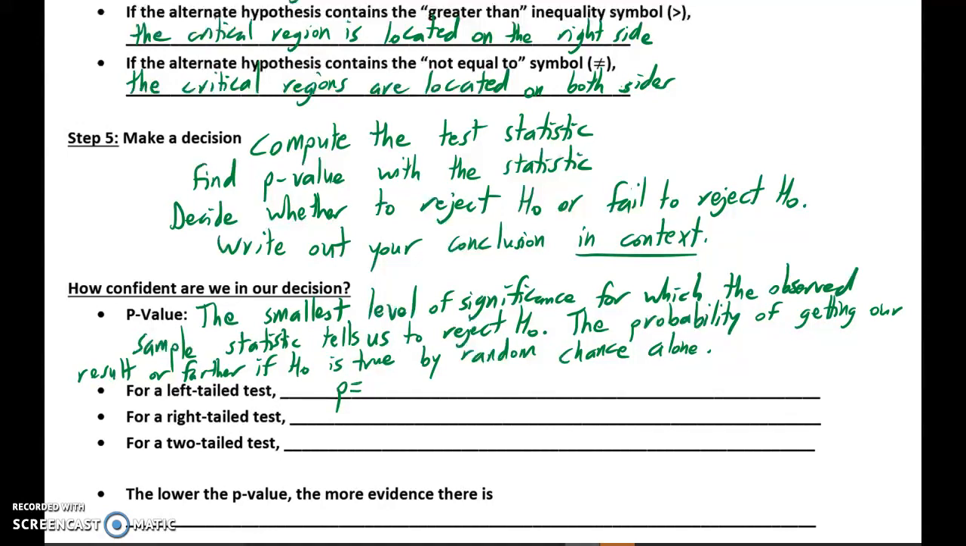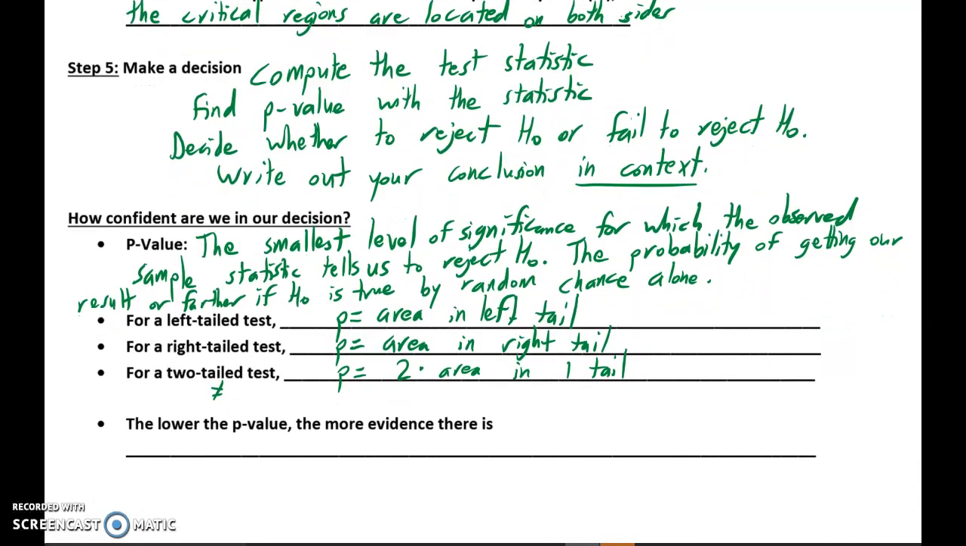For a left-tailed test, this kind of matches up with the critical region area. P is the area in the left tail. If it's a right-tailed test, it's the area in the right tail. And if it's two-tailed, aka not equal to, the p-value equals 2 times the area in one tail. And the lower the p-value, the more evidence there is in favor of rejecting the null.